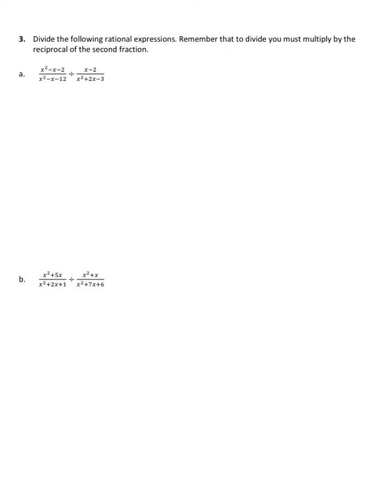Okay, when it comes to this part where we're dividing instead of multiplying, all it means is we're going to rewrite the problem. This division is going to become multiplication. So I'm just going to copy down the first fraction. The first fraction is x squared minus x minus 2 over x squared minus x minus 12, but we're going to flip the second fraction, which is x squared plus 2x minus 3 over x minus 2. The reason is, when you're dividing two fractions, you multiply by the reciprocal of the second fraction.